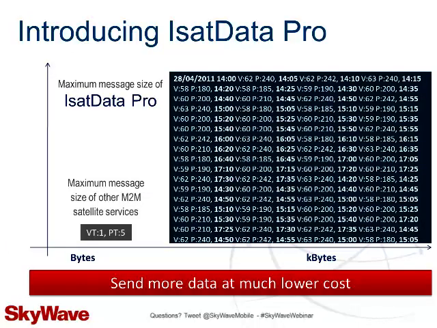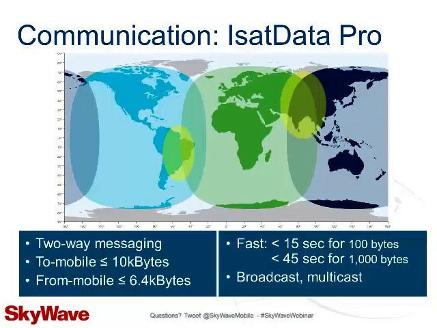So let's talk about the IsatData Pro satellite service. What makes IsatData Pro special is that it offers the ability to send the most amount of data at a lower cost when compared to any other satellite M2M service in the market. In fact, you can send up to 6.4 kilobytes to the terminal and receive 10 kilobytes. That is the biggest message payload capacity compared to any satellite M2M service in the world today.